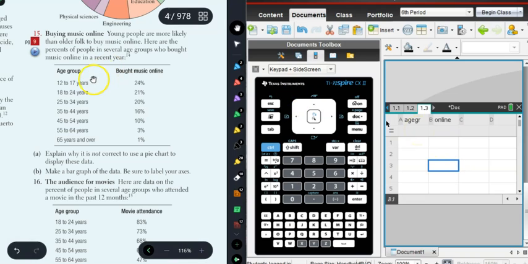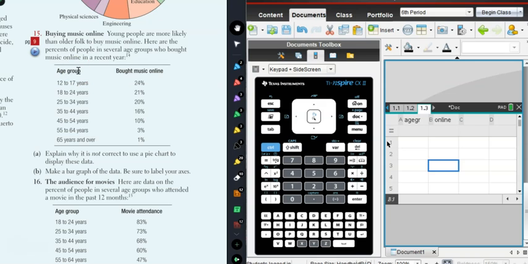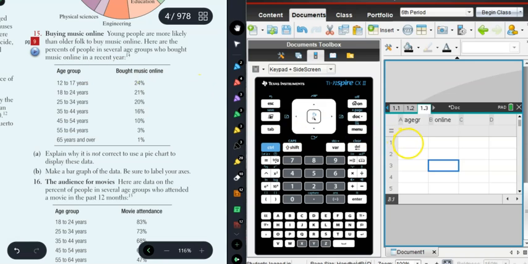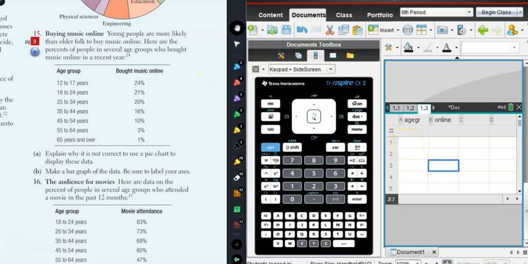Okay. So I'm going to go through and enter these values. Now, I've got to be careful because if I try to enter something numeric, it won't come across as a categorical variable. Now, age group is a categorical variable that is numeric because we've got 12 to 17 years, but we're just talking about an age group. This is actually an age range. It's not a quantitative variable that you're going to add and subtract and divide and multiply. It's just a range.